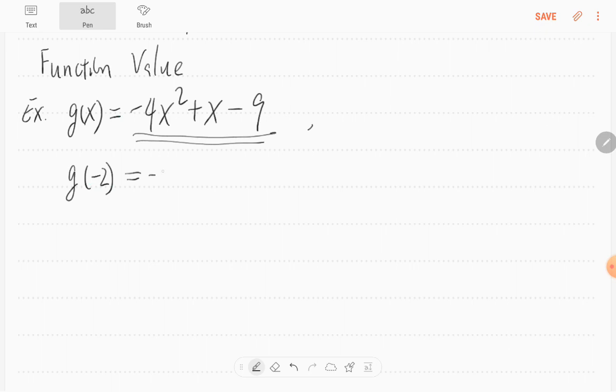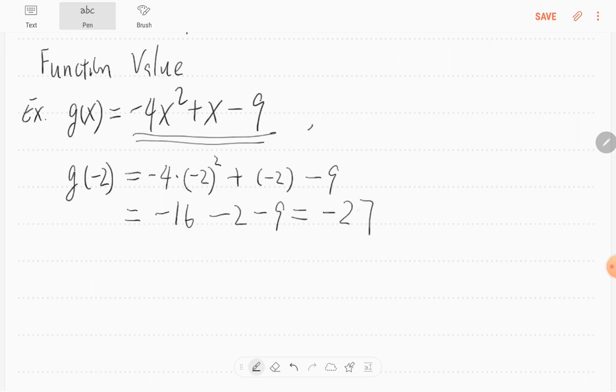So this means negative 4 times negative 2 squared. But you cannot write it this way, because this x squared means the whole negative 2 squared, not negative 2 and then squared. Then you plus negative 2, so always use the parentheses. Minus 9. So this is equal to negative 16 minus 2 minus 9, which is equal to negative 27, right?